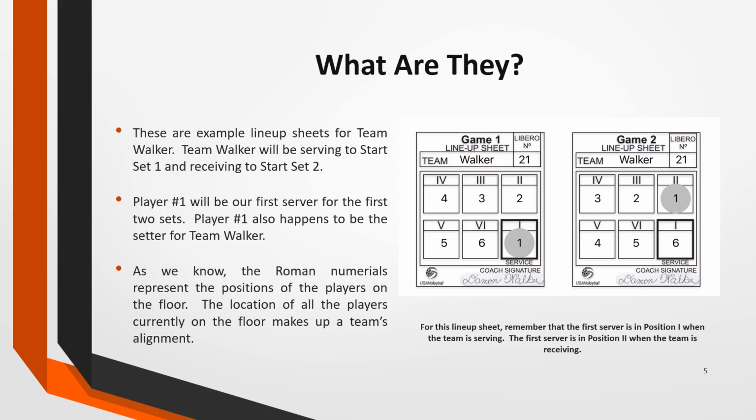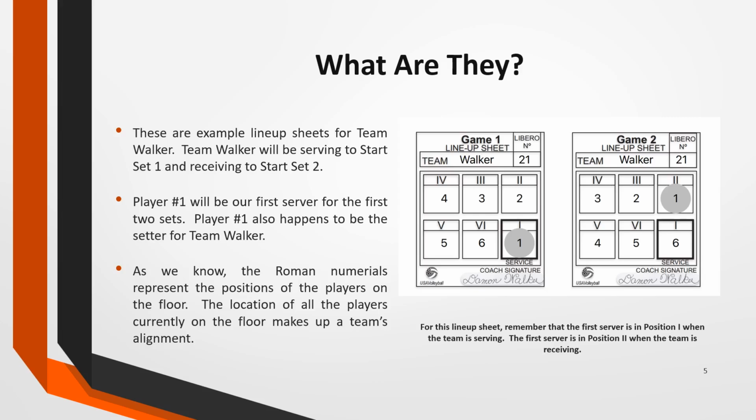The first place that we can gather information and education on alignments and rotations actually comes from our lineup sheets. So let's take a look at a couple of examples. In this example, we have Team Walker. They'll be serving to start set 1 and receiving to start set 2.